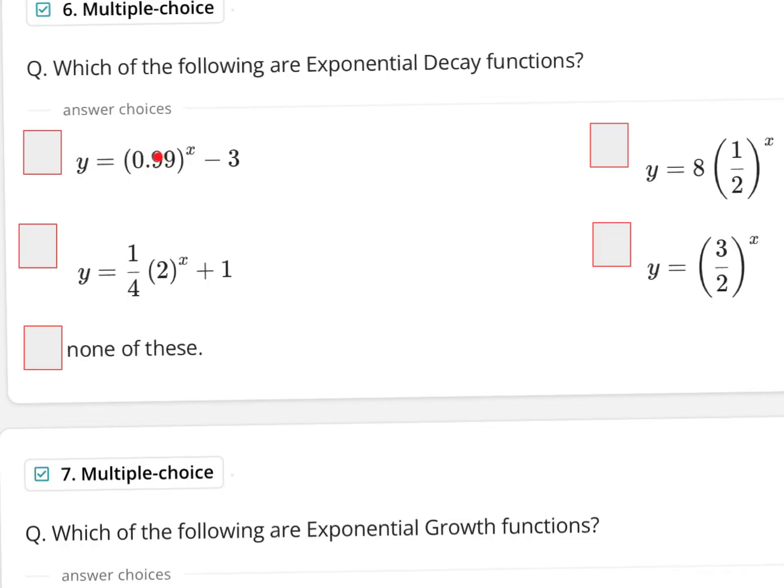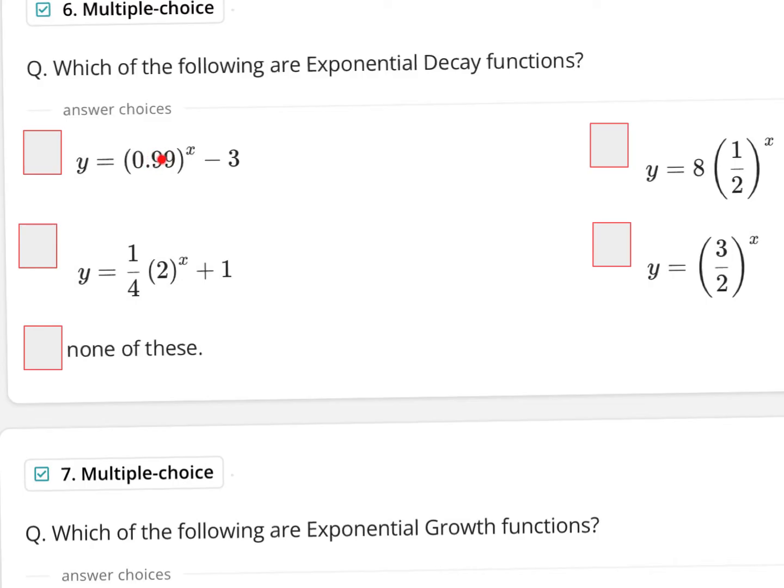That makes total sense because if you take any number, like the number 20, and multiply it by 0.99, the answer will be smaller than 20. It decays, right? If you take any value and multiply it by a number that's greater than 1, it's going to grow. So if b is between 0 and 1, that's a decay function. If it's greater than 1, it's a growth function.